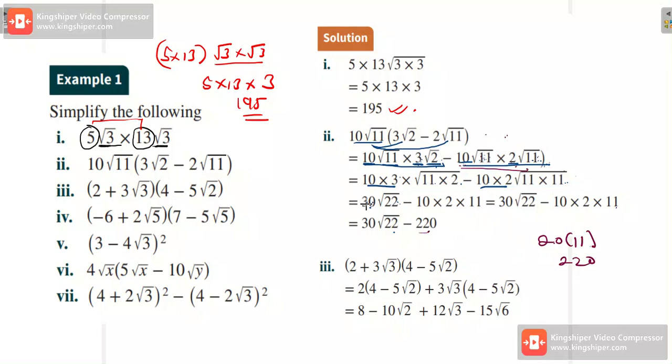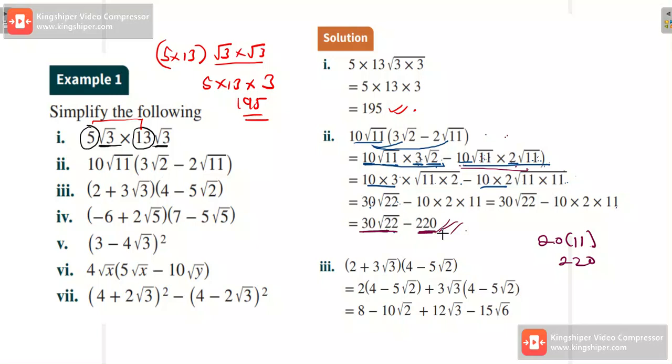Then finally we have 30 root of 22 minus 220. Now again, remember that this is a rational number. This part is irrational. It is a surd. So we cannot subtract it. When we get to this point, we maintain it as it is.